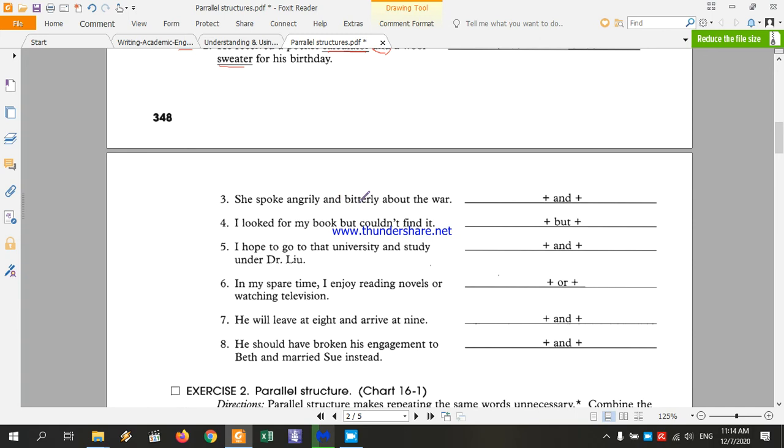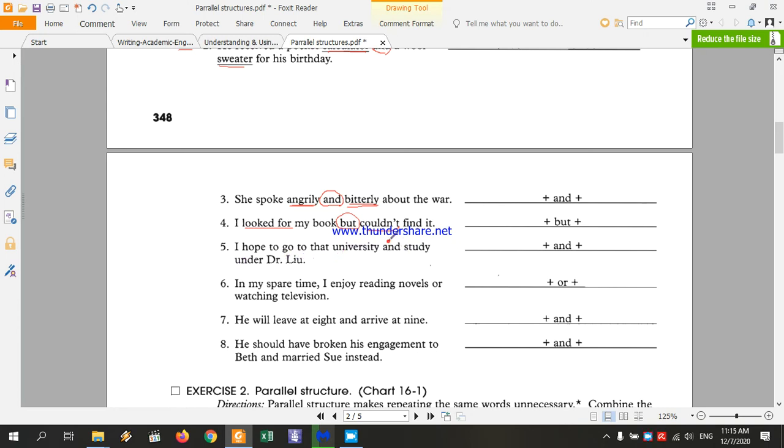Number 3. She spoke angrily and bitterly about the war. Here is our and, that's the main point we need to stand on. It's preceded by an adverb, and it's followed by an adverb as well. So this is adverb. Number 4. I looked for my book but couldn't find it. I looked, that's a verb phrase, and couldn't find, that's a verb phrase. So verb, but verb.